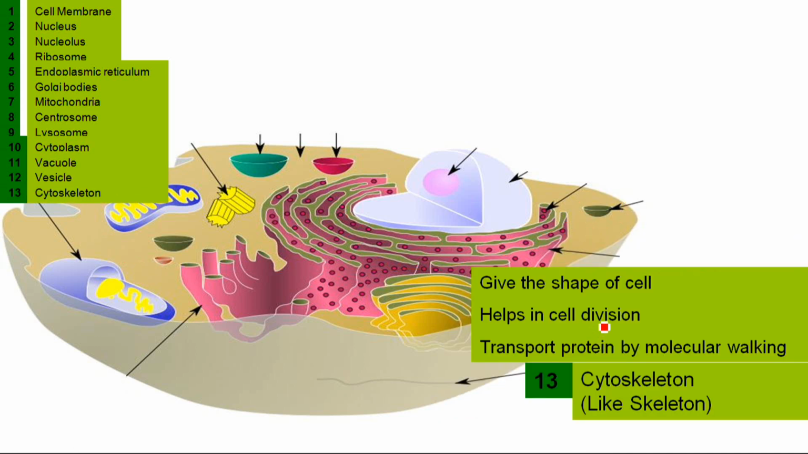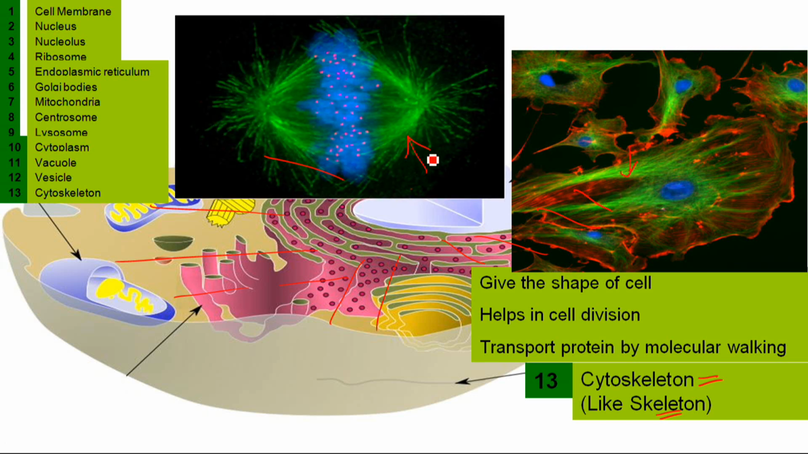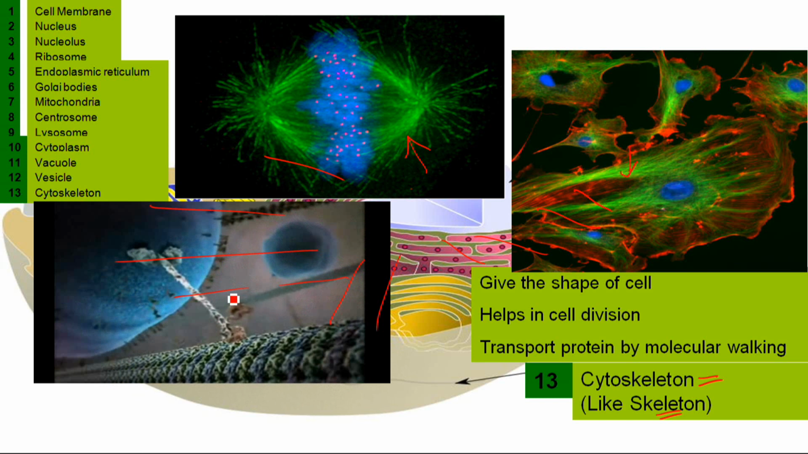Next, the cytoskeleton. Cytoskeleton is like the skeleton of our body. They give a specific shape to the cell, and they are scattered in all parts of the cell, and they also help in the cell division and also help for the transport of proteins by the molecular walking. And here you can see that this motor protein is attached to the cytoskeleton and helping to transport this macromolecular structure from one place of the cell to the other place of the cell. So those types of organelles are mainly found in both the animal cell and the plant cell.